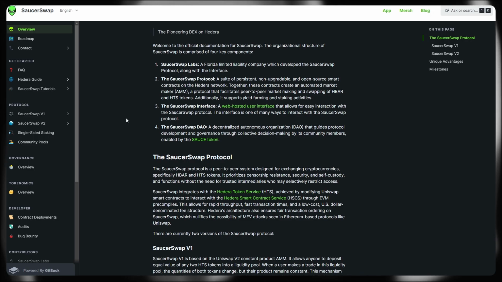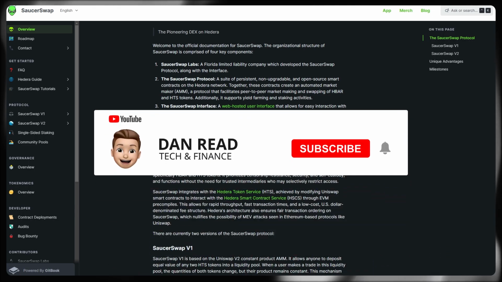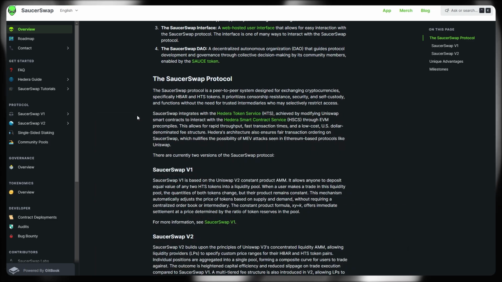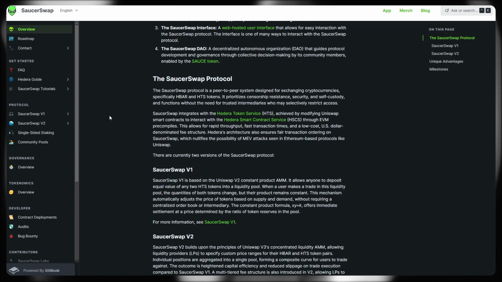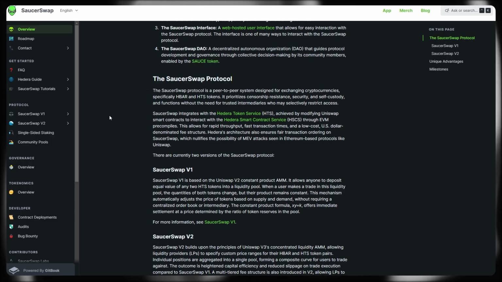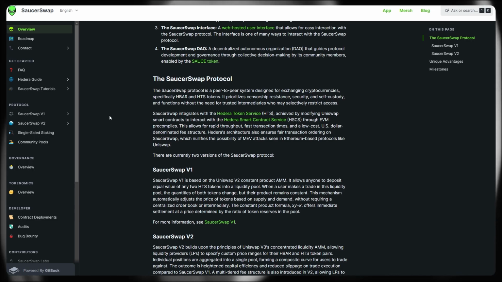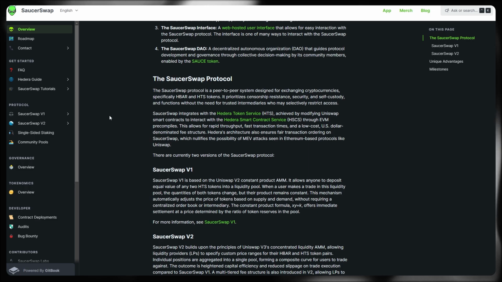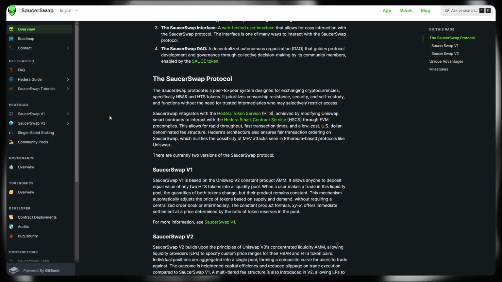And we saw some of the other smart contract based decentralized exchanges using that open source code themselves when building out their interfaces. The SaucerSwap protocol integrates with the Hedera Token Service, achieved by modifying Uniswap smart contracts and interacting with the Hedera Smart Contract Service through EVM precompiles. So a little bit different than just a straight up fork, because of course they're integrating directly with those two native services to Hedera alongside those Solidity based smart contracts via the EVM that is available. This allows for that rapid throughput, fast transaction times, as well as benefits of low-cost US dollar denominated fee structures, which of course Hedera natively has.